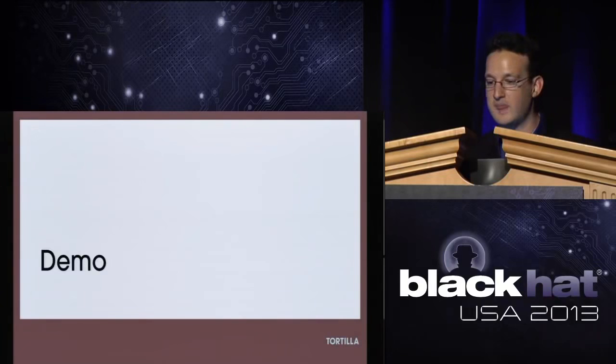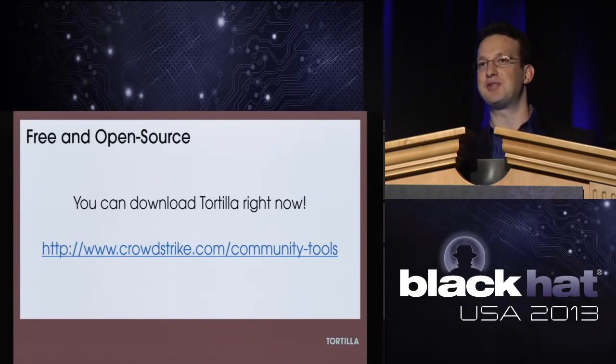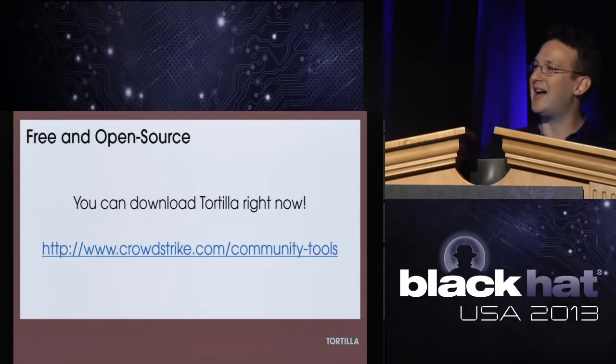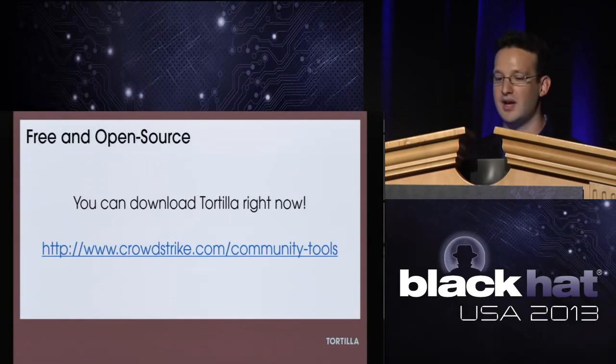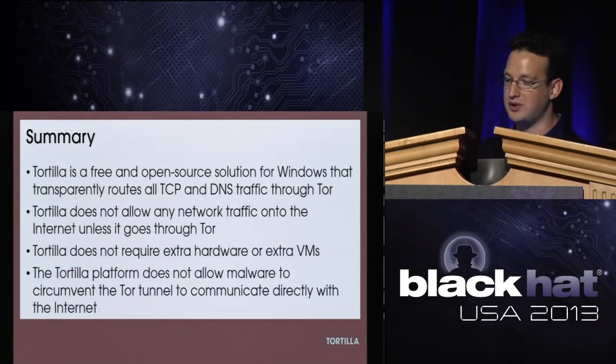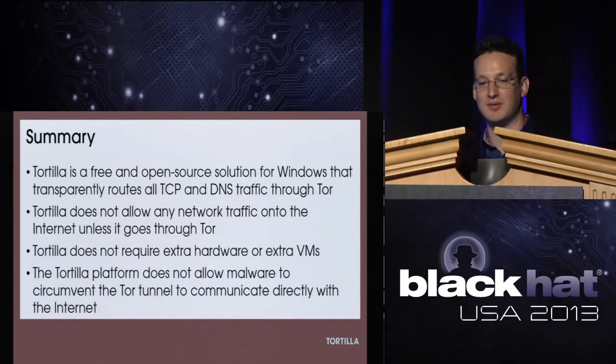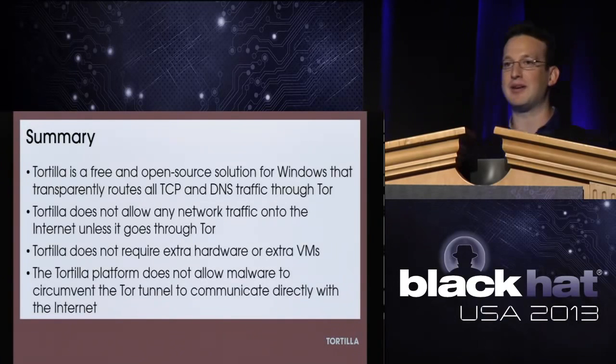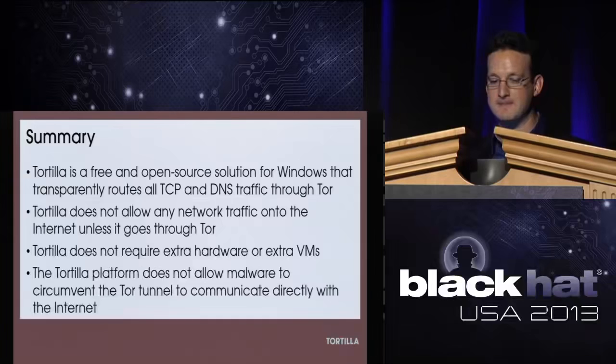Okay, so the good news. Not only is it free and open source, but it's ready right now. The beta is out. It's live on our website. It's free for you to download at crowdstrike.com/community-tools. To wrap it up, it's a free and open source solution for Windows. It doesn't require anything but Windows. It will transparently route all TCP and DNS traffic through Tor. It doesn't put anything on the network without going through Tor. It doesn't require any extra hardware or any extra virtual machines to act as a Tor gateway, nor does it allow malware to circumvent the tunnel.